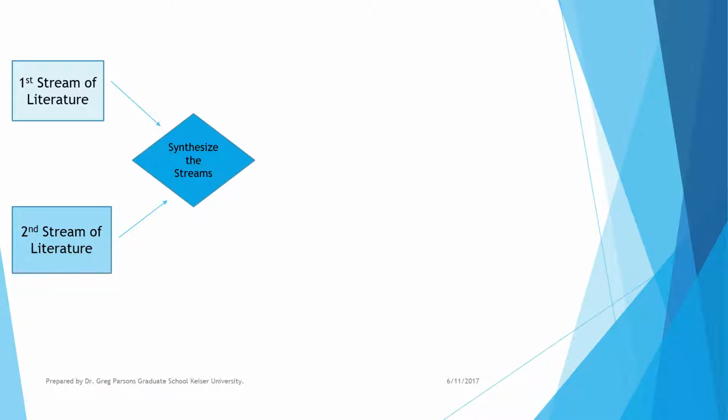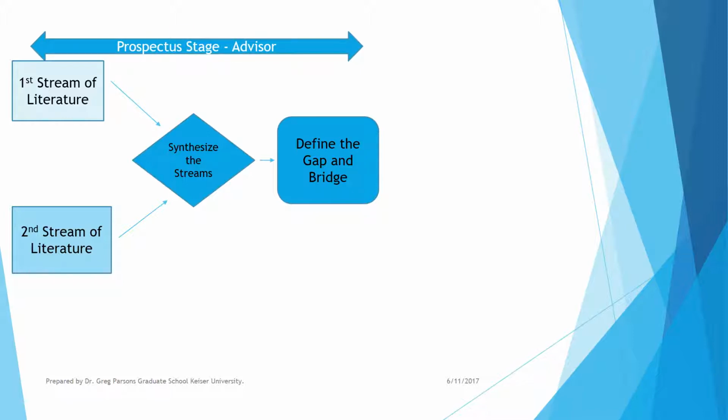But it can have something to do with psychology. It could have something to do with sociology. It could have something to do with politics. I mean, it could have something to do with almost anything else, but it's got to be about marketing. Then these two streams of literature are synthesized into what's called a gap and the potential bridge, which are going to draw these two streams together.